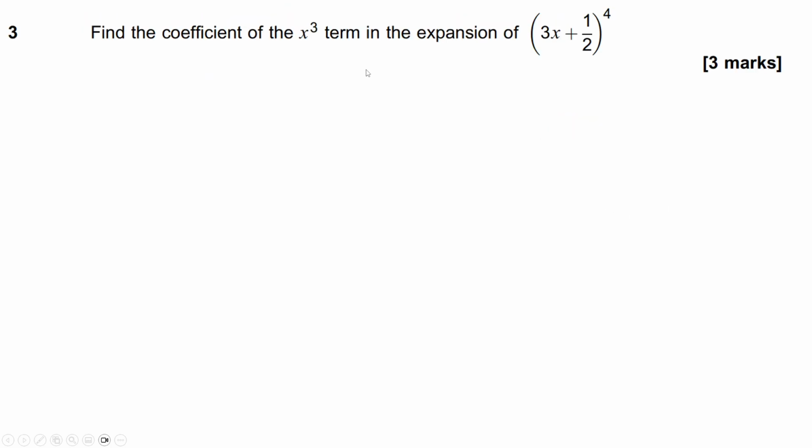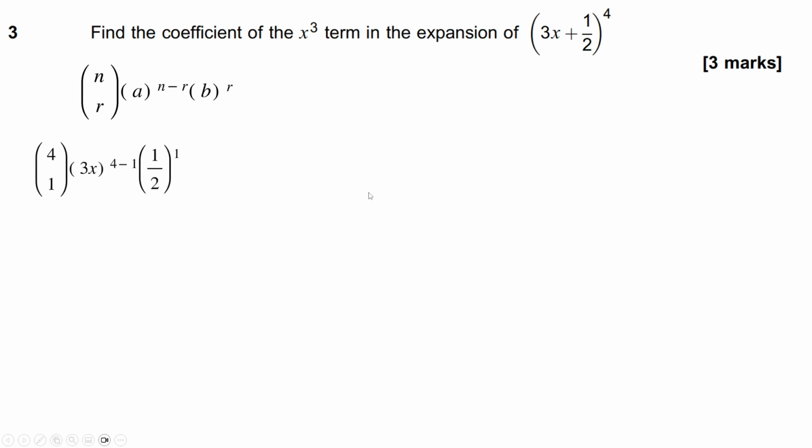Find the coefficient of x cubed in the expansion of this. Okay, so you can just use the formula n choose r. Where a is the first term and b is the second term, n will always be just the power here, and r is just whatever you want it to be. We want a to have a power of 3, right? But we need to do n minus r. If n is 4, 4 minus r equals 3, so r has to be 1. So you can do 4 choose 1 of this, and then b is obviously just a half, the other term.